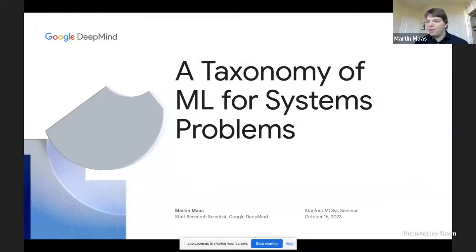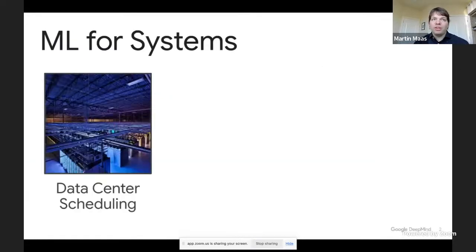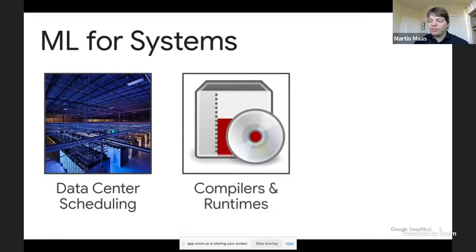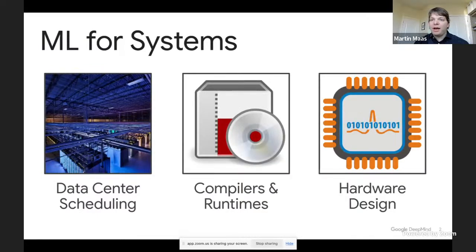Thank you so much for the introduction, and thanks for having me. So today I want to talk about machine learning for systems. And as you all know, machine learning has been applied in a wide range of different systems areas. People have been using it for things like data center scheduling. People have used it in compilers and runtime systems. And people have even applied it in areas like hardware design.